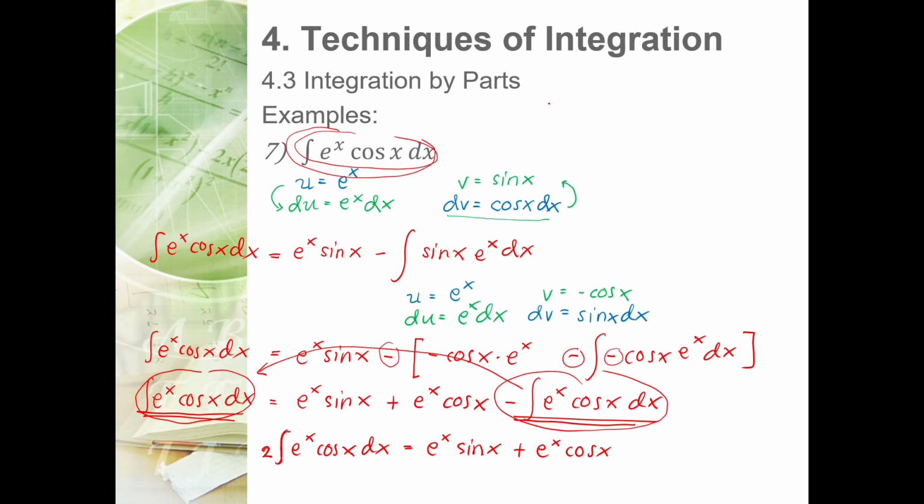So the answer is the integral of e to the power of x cosine x dx is equal to e to the power of x sine x plus e to the power of x cosine x, divided by 2, plus c. So that is the answer to your integral.